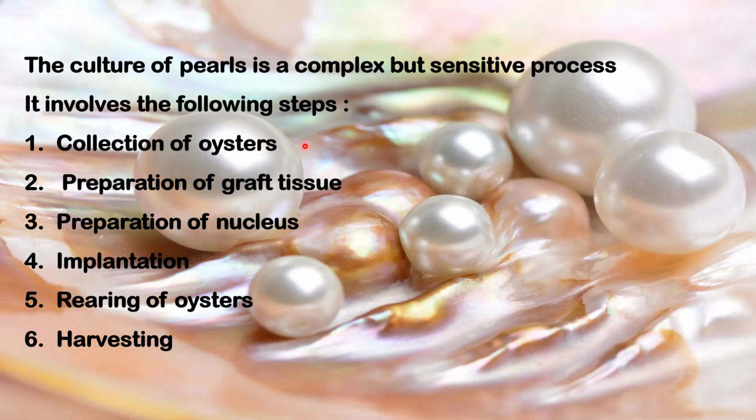You first need to collect the oyster, then you prepare the graft tissue, then the nucleus is prepared. Nucleus means that foreign body which is going to be inserted around which the nacre will be secreted and deposited, then implantation, then rearing of oyster, and finally harvesting.